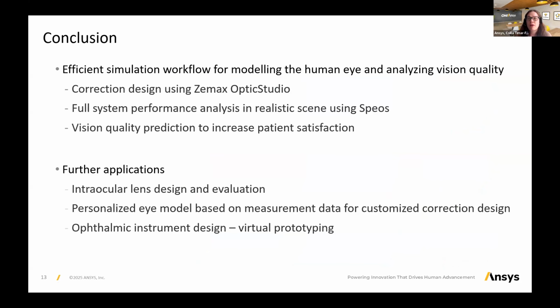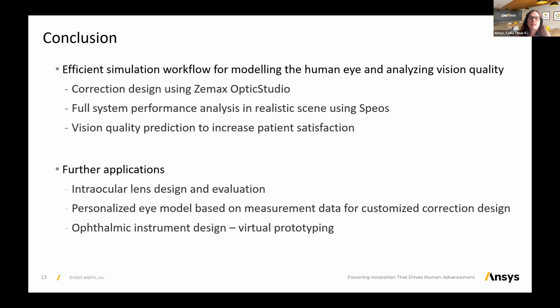So to sum up, we have seen how to use the Ansys optics tools for creating an efficient simulation workflow for modeling the human eye and analyzing vision quality and evaluating it under different conditions. We can leverage the powerful ray tracing and optimization capabilities of ZEMAX Optics Studio and take advantage of the system-level performance analysis and visualization of SPIOS.